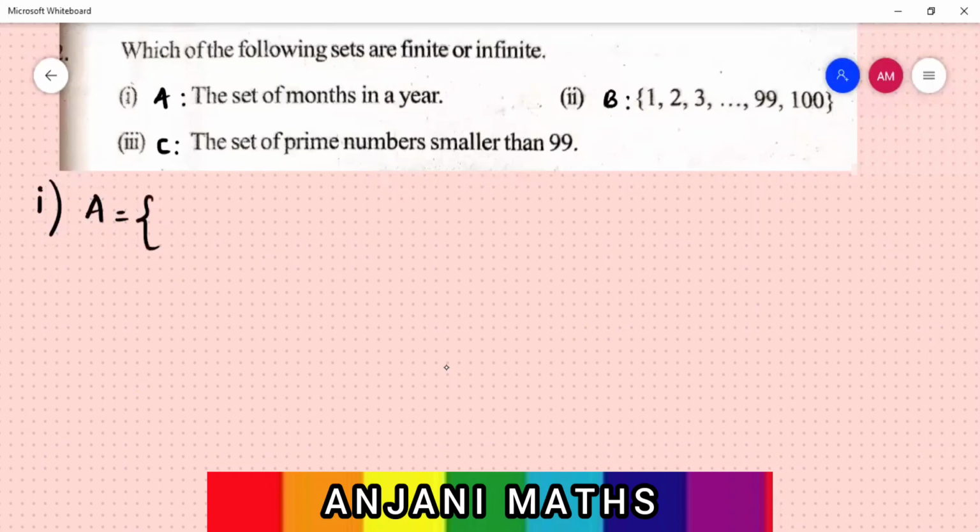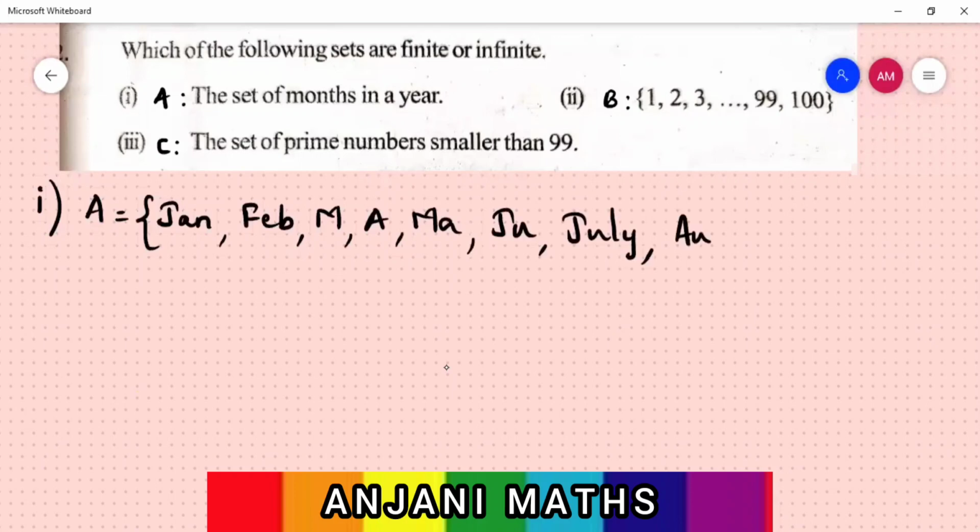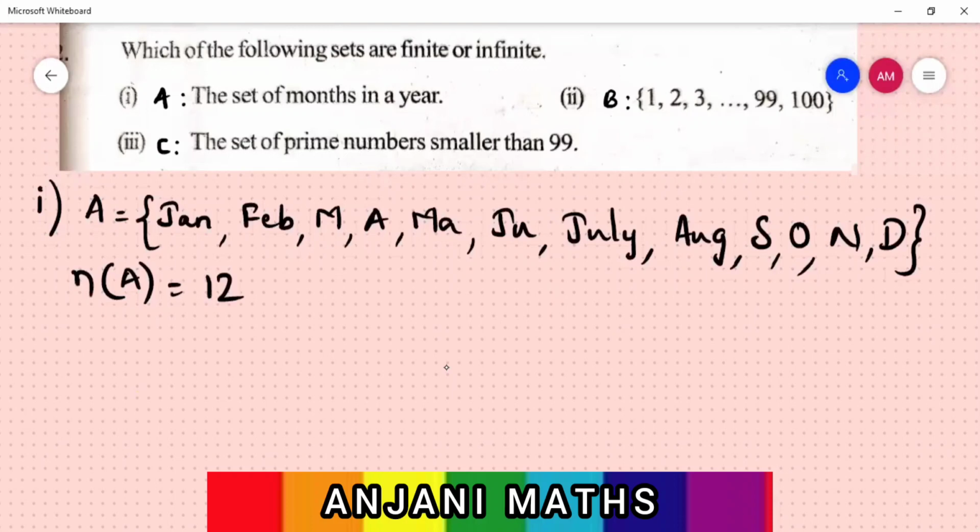Finite set. So now you have to give me the reason. All are finite sets, ma'am. Set of months in a year. What will be there? January, February, March, April, May, June, July, August, September, October, November, December. How many elements are there in A? 12 elements are there, ma'am. Therefore, A is a finite set.